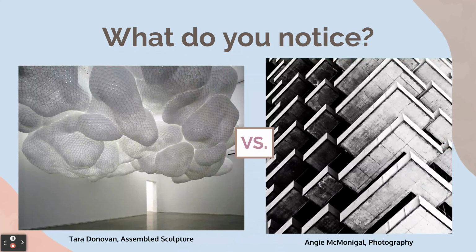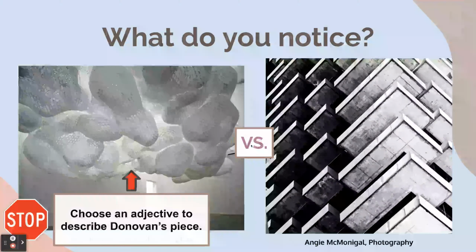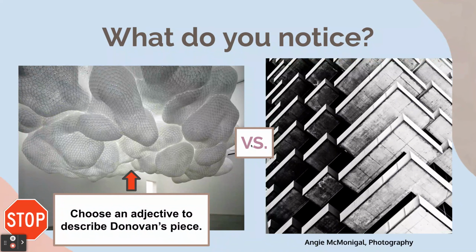And how about these two? On the left, we have Tara Donovan's assembled sculpture, and on the right, we have Angie McMonagle's photography. Both of these images are pretty much operating with a grayscale. They're using black, white, and gray. They are also repeating a shape. So what I want you to do right now is pause and choose an adjective to describe Donovan's piece right here.